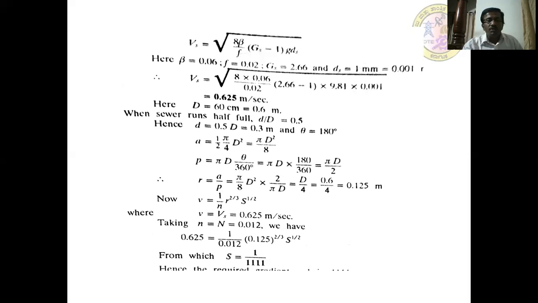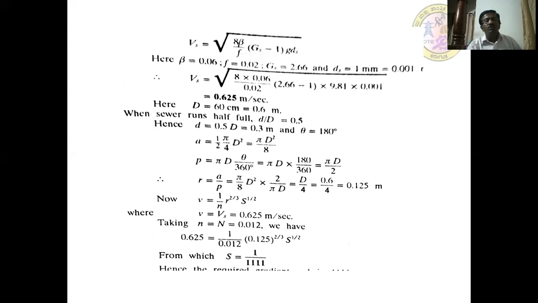Next, second problem. Find the minimum velocity and gradient required to transport coarse sand through a sewer of 60 centimeter diameter with a sand particle of 1 mm diameter and specific gravity 2.66. Assume beta equals 0.006 and f equals 0.02. Assume the sewer to run half full, take n equals 0.012. Here we are supposed to find out the minimum velocity, meaning the self-cleaning velocity, by using the Shield equation.